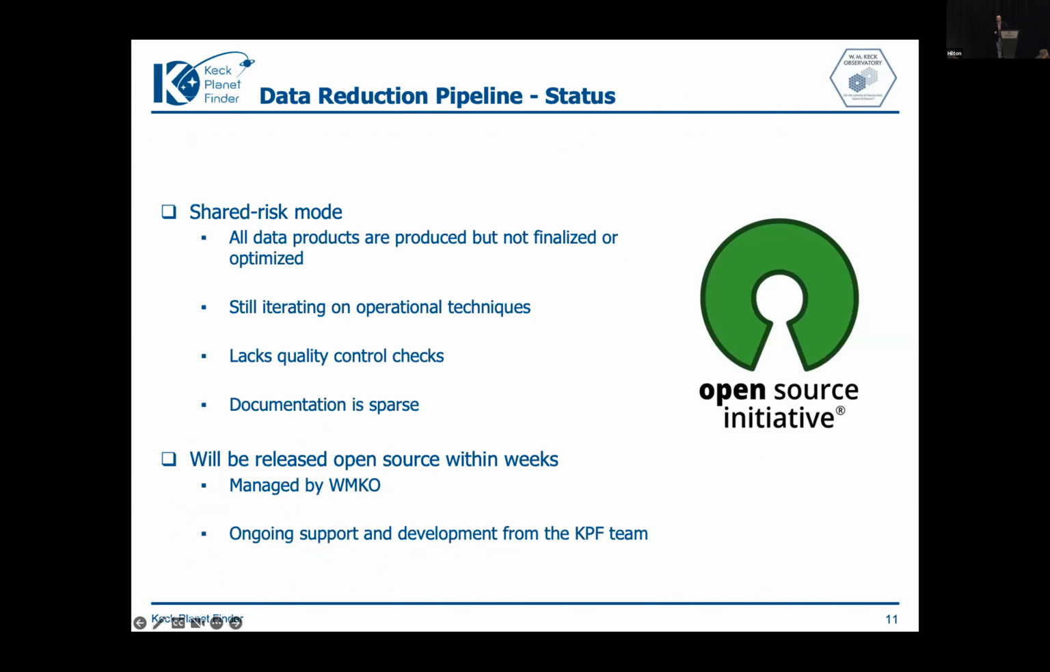So the current status of the pipeline is that we're sort of in a shared risk mode as the instrument is in shared risk mode for the next semester. Our data products are produced and somewhat documented, but they're not necessarily finalized or optimized yet. We're still iterating on operational techniques, so how we utilize various calibration data and even the order of operations. We don't have great quality control checks in there yet, and that's simply because we don't understand all the failure modes of the instrument quite yet, because it's new. And our documentation is still in progress.